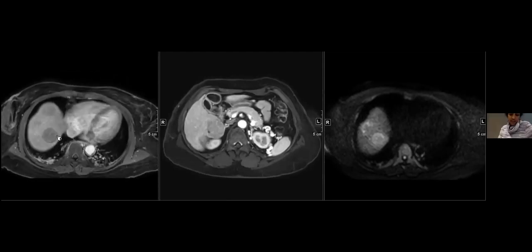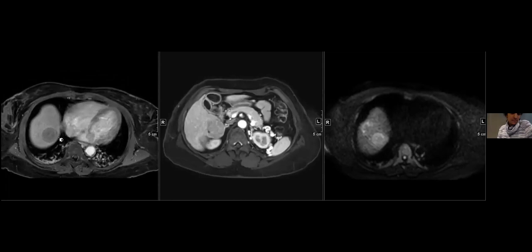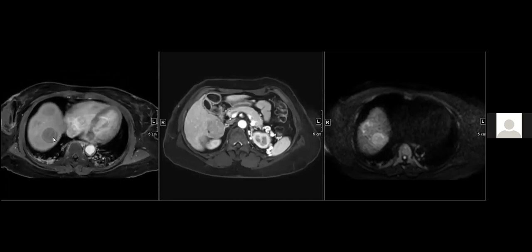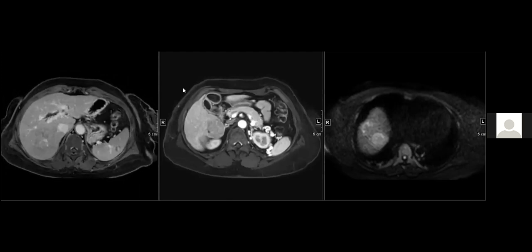So, pseudo-target sign. Yeah, and you can actually see, very interestingly, there's a capsule around the inner nodule. So the inner nodule really is a nice HCC, and somehow the outer nodule didn't get completely replaced by it yet. Okay. All right.